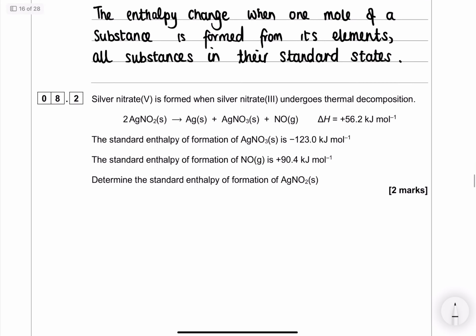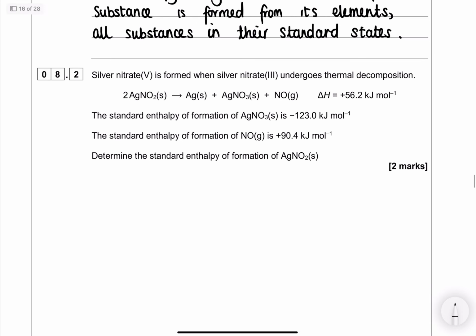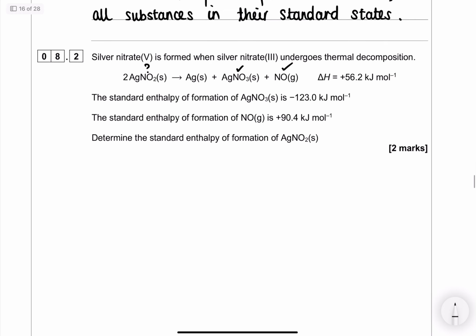Silver nitrite, AgNO2, is formed when silver nitrate, AgNO3, undergoes thermal decomposition, and they've given us an equation. They've given us the standard enthalpy of formation of AgNO3, the standard enthalpy of formation of NO, and they've asked us to calculate the standard enthalpy of formation of AgNO2. Not given us silver, but that's because silver is an element already, so by definition its enthalpy of formation will be 0 because it's already an element in its standard state.